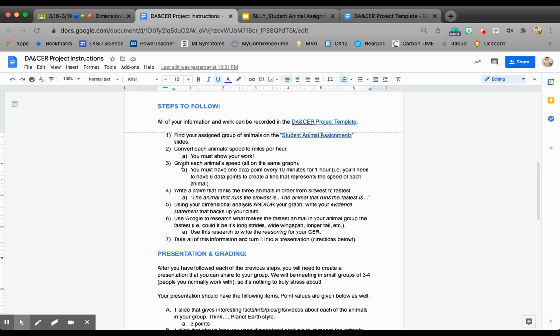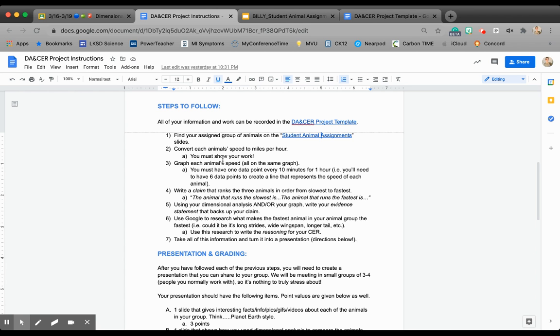Then we are going to graph each animal's speed all on the same graph. Here's where it gets just a little bit tricky. You have to include data points every 10 minutes for 1 hour that shows how fast that animal is able to run. I'm going to go over specifically the graphing part of it in class in the afternoon time, so don't freak out. Graphing won't be that difficult.